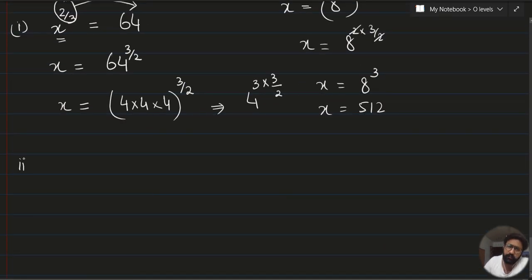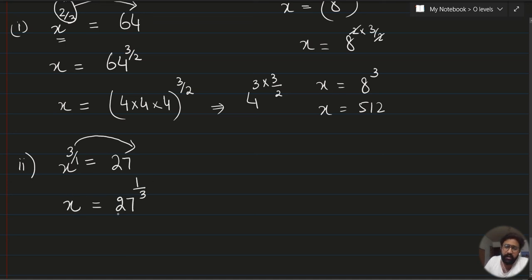Let's do another example, and the last one for today. That is x power 3 is equal to 27. Now I told you in the example above that when this power is written on this side, when it goes to the other side it becomes inverted. So here power 3 means 3/1. When this power goes over there, this is going to become 27 power 1/3.